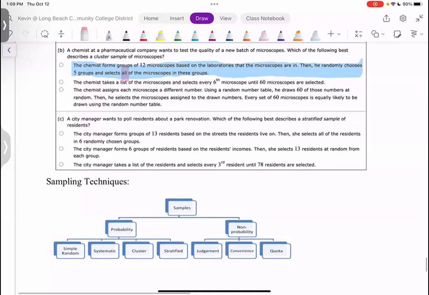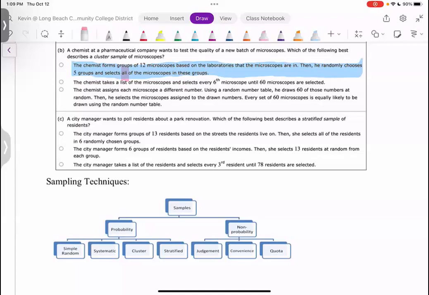Part C. A city manager wants to poll residents about a park renovation. Which of the following best describes a stratified sample of residents? The city manager forms groups of 13 residents based on the streets the residents live on. She then selects all of the residents in 6 of the randomly chosen groups. So that is, again, the keyword there is all. This is definitely cluster.